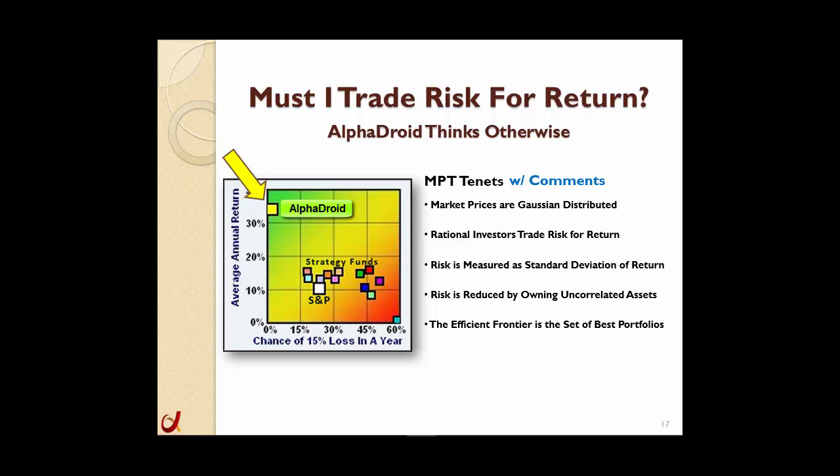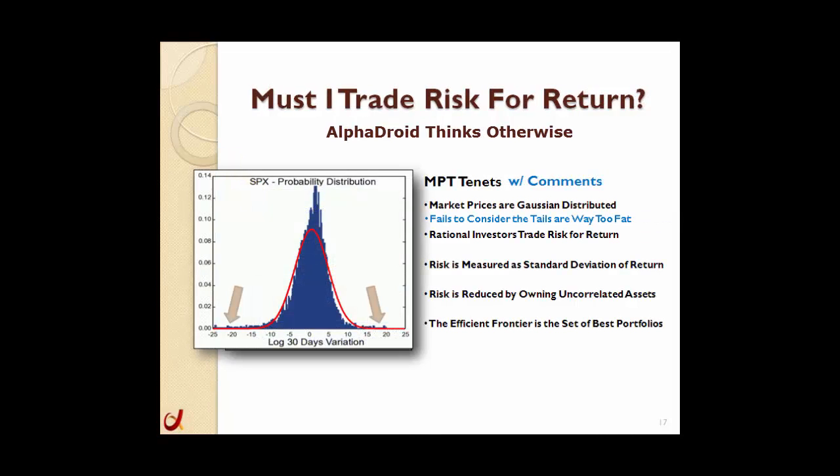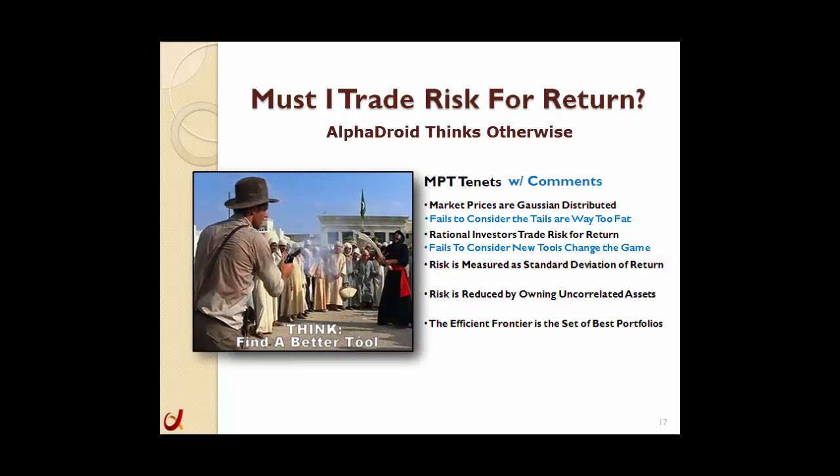Let's revisit those MPT tenets. That market prices are Gaussian distributed fails to consider the tails are way too fat in the real world. This is why 30-to-1 leveraging by banks was not safe. That rational investors trade risk for return fails to consider that new tools change the game. Indiana Jones reduced his risk by bringing a gun.